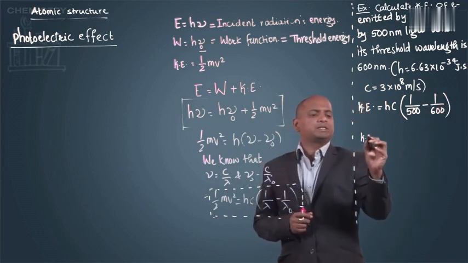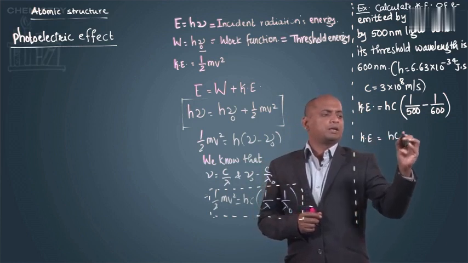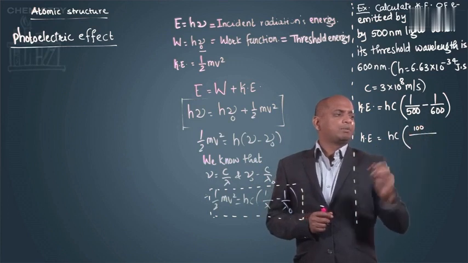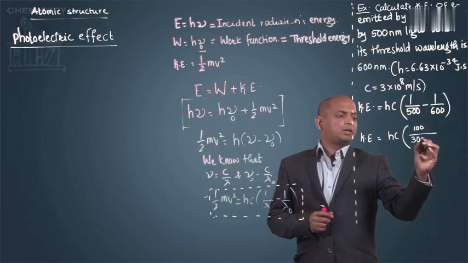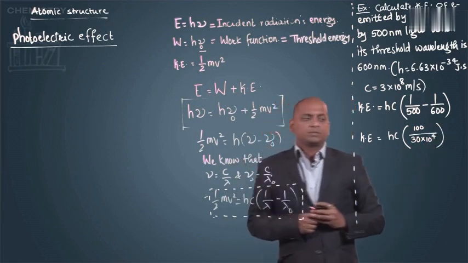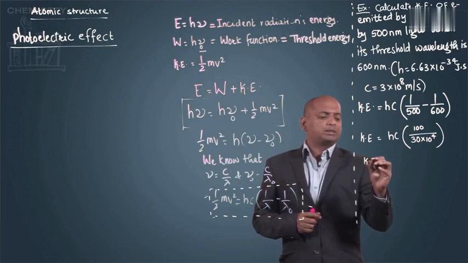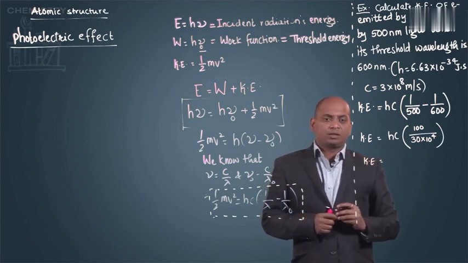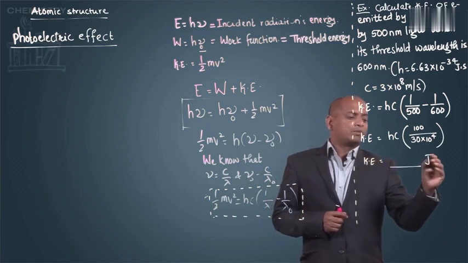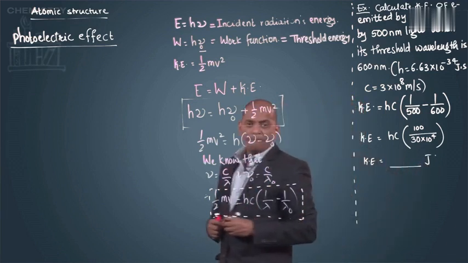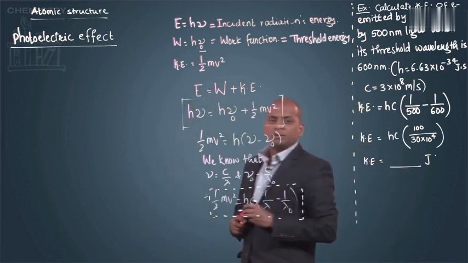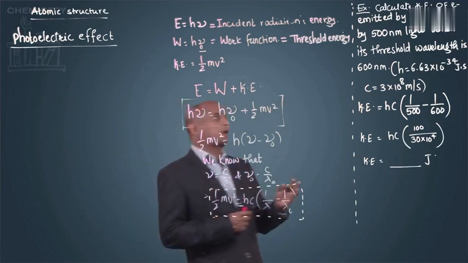So kinetic energy is equal to h c into bracket, which becomes 100 divided by 30 into 10 raised to 4. If you solve this further, you will get the answer. The unit of the answer is joules. It's a very simple calculation, one of the simplest problems to understand how we can get the answer.